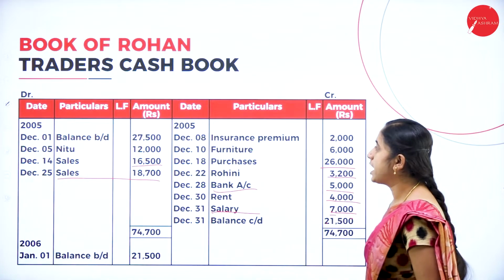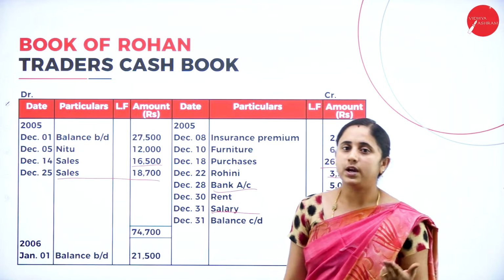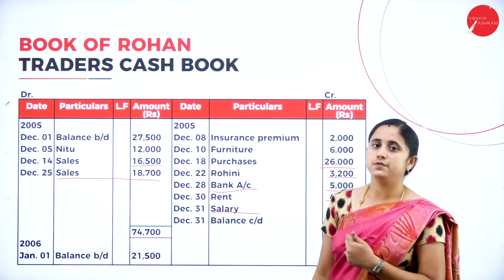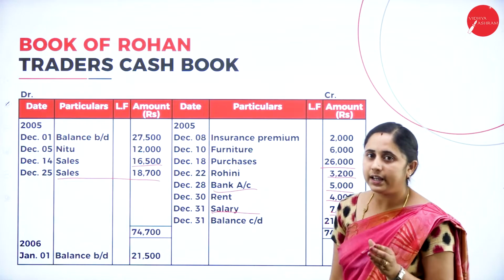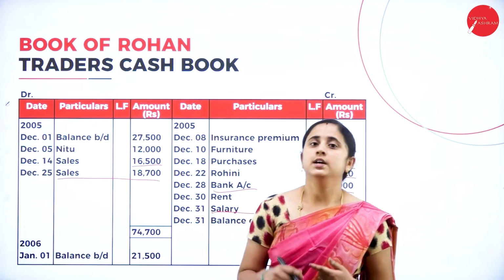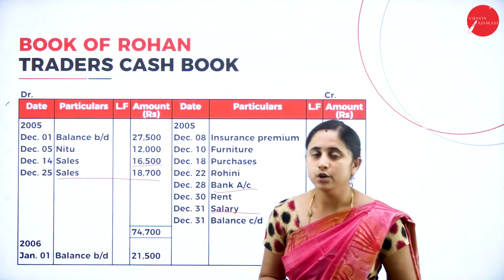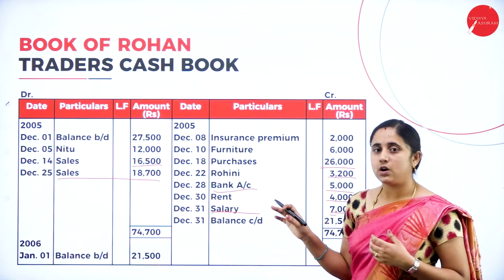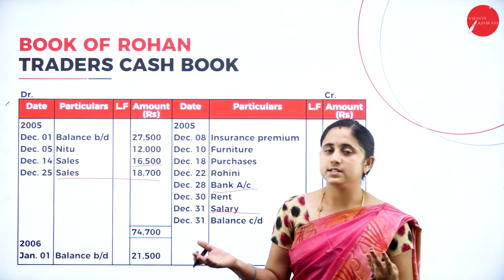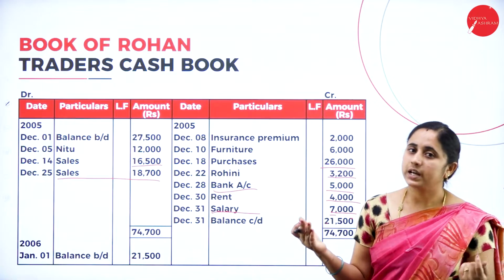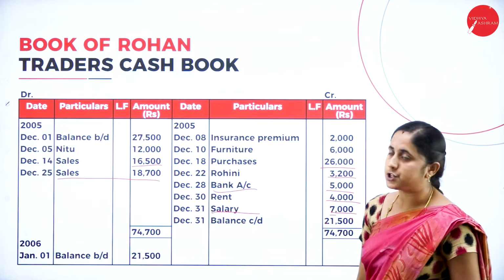In the single column cash book, you will record only the cash transactions. Discount and cheque transactions will not be entered in the single column cash book. So this is mainly used for a small business concern. They will not allow discount and bank transactions. So this is the simple or single column cash book. Here you will record all the receipts and payments, receipts on the debit side and payments on the credit side. This is all about the single column cash book.